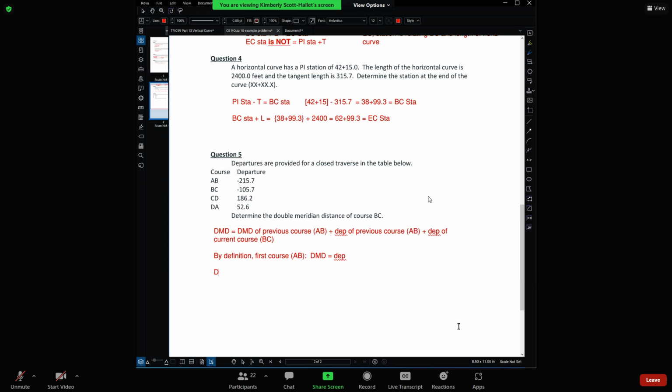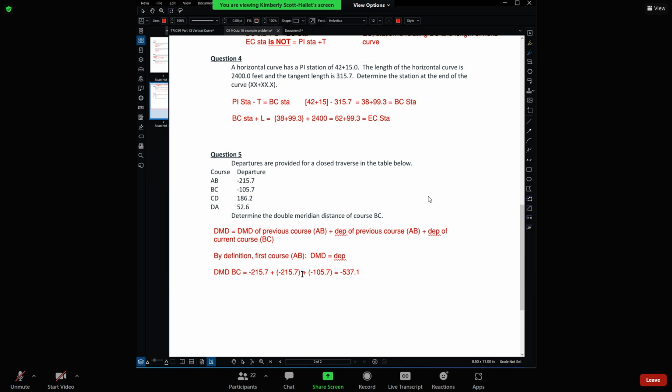So for our problem here, where I was asked to find the double meridian distance of BC, I'm going to take my double meridian distance of my previous course, AB. Again, that's just my departure. Include all of your positive and negative signs as appropriate. I'm going to add to that my departure of the previous course, AB, which happens to be a negative value. And then I'm going to add to that the departure of my current course. And you should get negative 537.1.